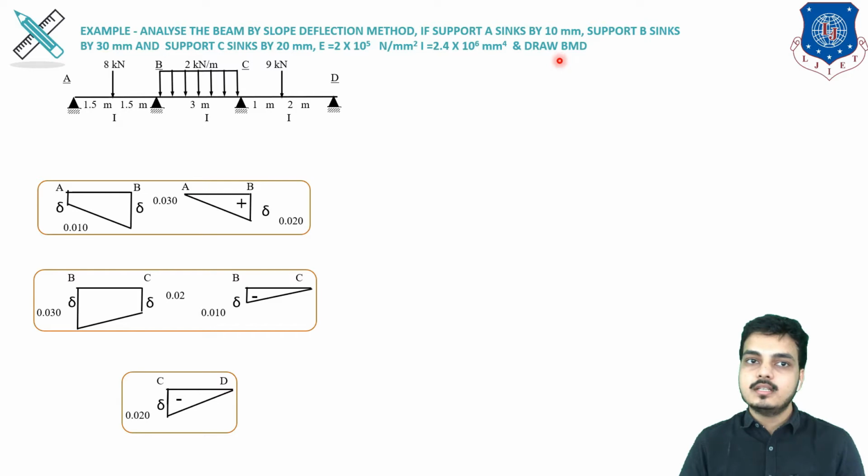Now, in the previous sum, there were only 2 sinkings given, which were at B and at C. Now here a total of 3 sinkings are given, at support A, at support B, as well as at support C. Also, one new thing has come in this sum: support A and support D are simple supports. So we will find out all the 4 primary unknowns and solve it with the help of formulas.